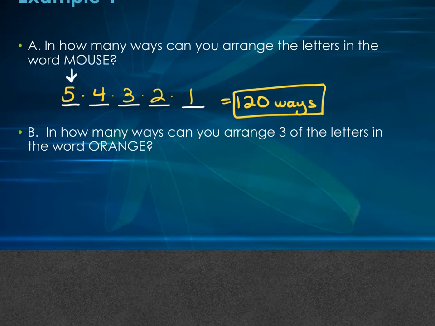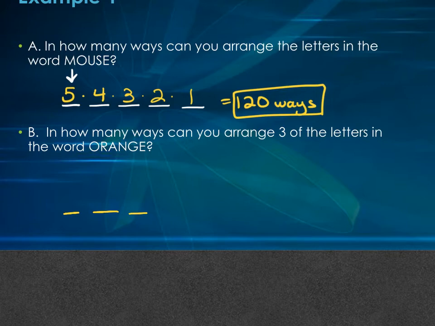So now you're only filling 3 spots, right? So I only have 1, 2, 3 spots. But in the word orange, you have 1, 2, 3, 4, 5, 6 letters. So when I go to pick the first one, I've got 6 options. But then I've used 1, which means now I have 5 options. And to fill that third letter, I now have 4 options. So we're not going all the way to 1 because we only want 3 letters. So now I get 6 times 5 times 4, which is also 120.